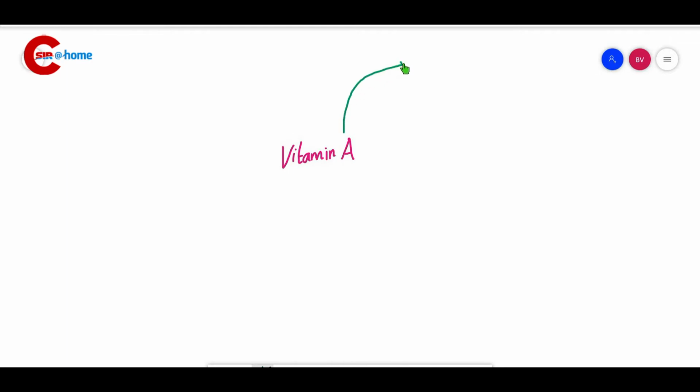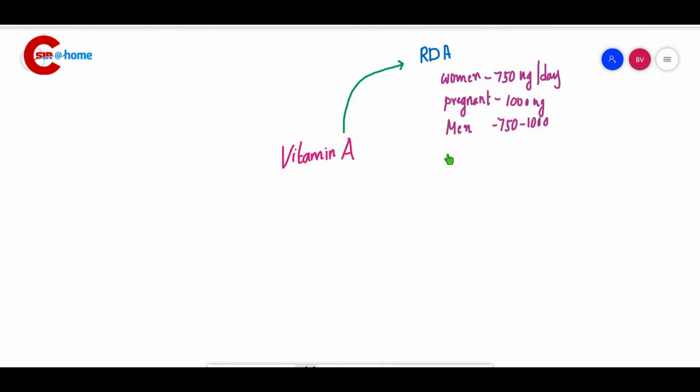In this video, we can study about vitamin A. First, we can look at the recommended daily allowance for vitamin A, according to ICMR. For women, 750 µg of vitamin A per day is needed. For pregnant women, it is 1000 µg. For men, it is 750 to 1000 µg, and for children, 400 to 600 µg. Okay, µg, not milligram.